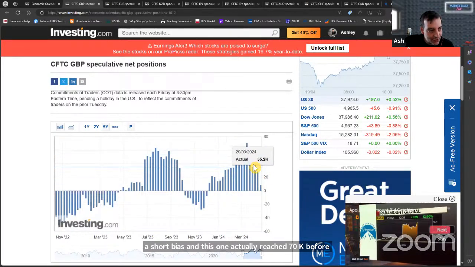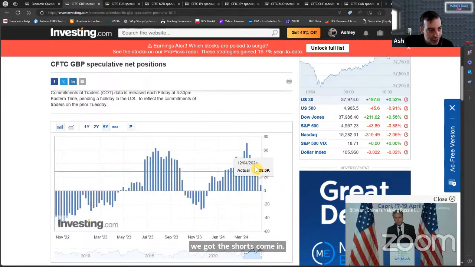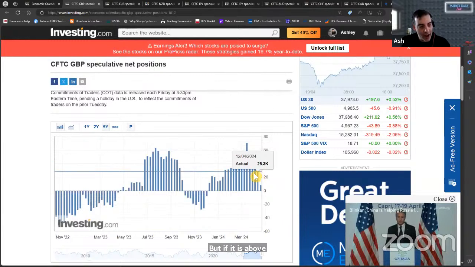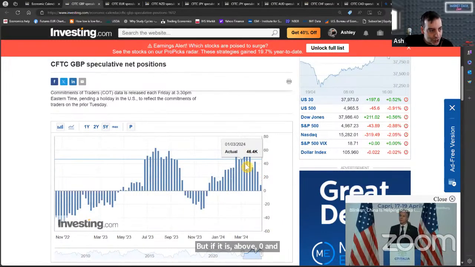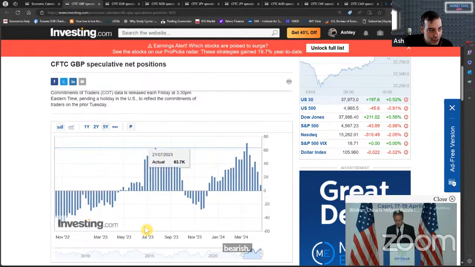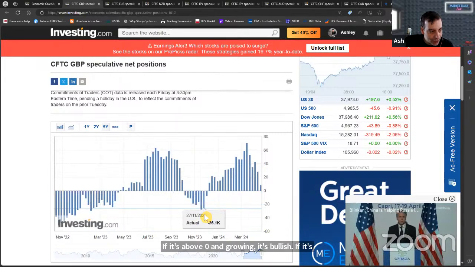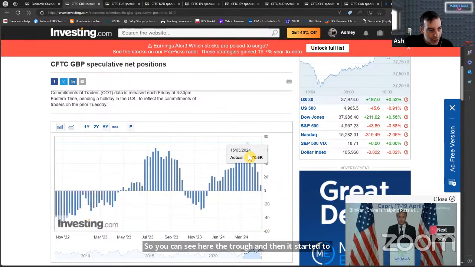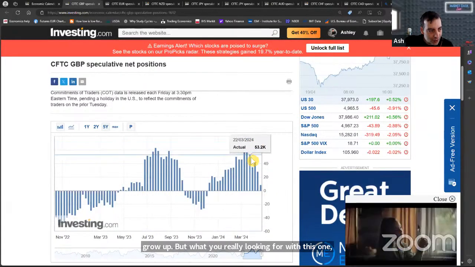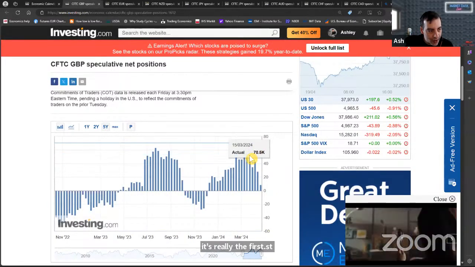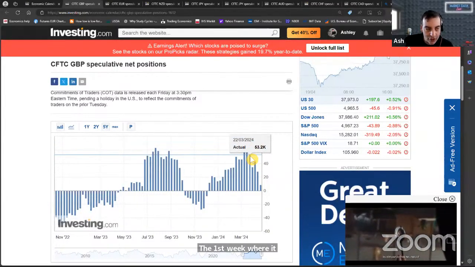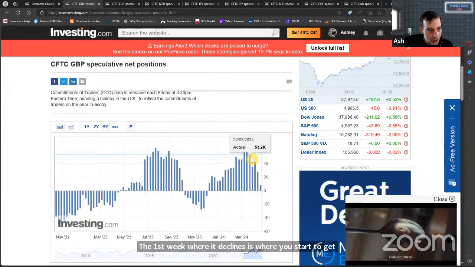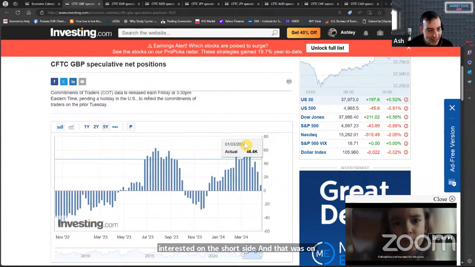But if it is above zero and declining, that's going to be bearish. If it's above zero and growing, it's bullish. If it's peaking, it's bearish, and if it's troughing, it's bullish. So you can see here the trough, and then it started to grow. But what you're really looking for is the first week where it declines, which is where you start to get interested on the short side. And that was on the 22nd of March.